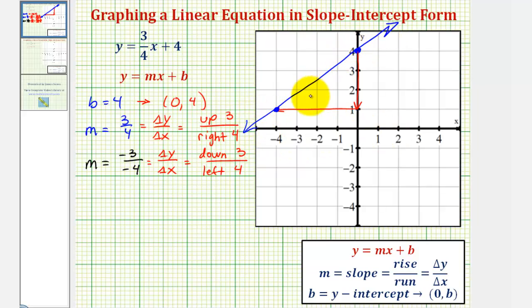Notice how as x increases, y increases, or the line is going uphill from left to right, verifying our slope is positive. More specifically, if we start at the leftmost point here and we go up 3 units and right 4 units, again, this does verify our slope is 3/4. So sometimes when you're graphing a line in slope-intercept form, we do have to change the form of the slope in order to find our second point.